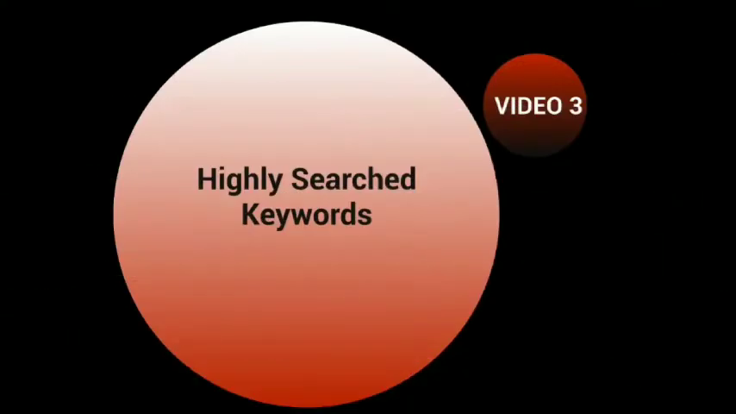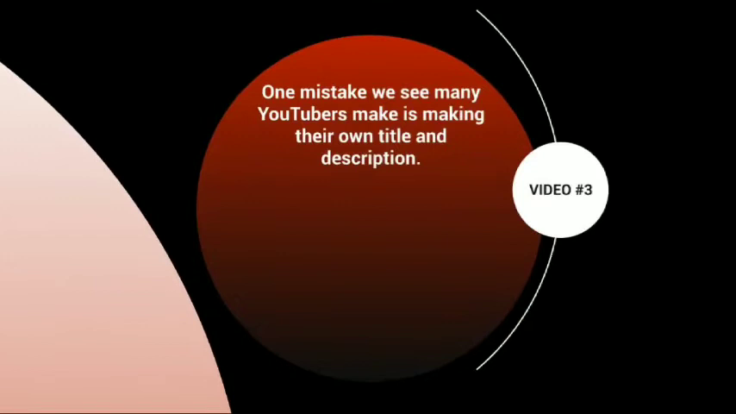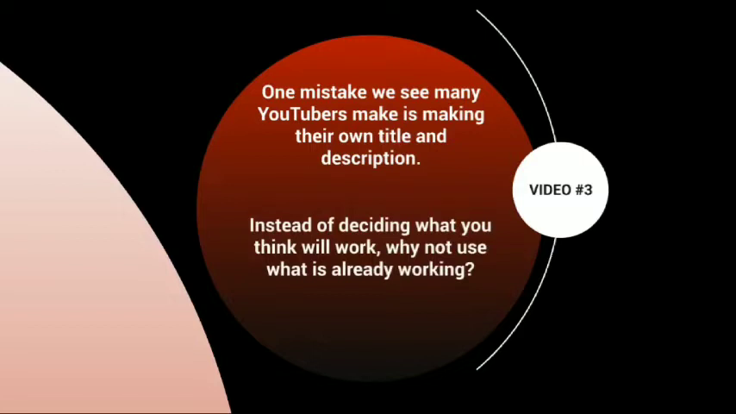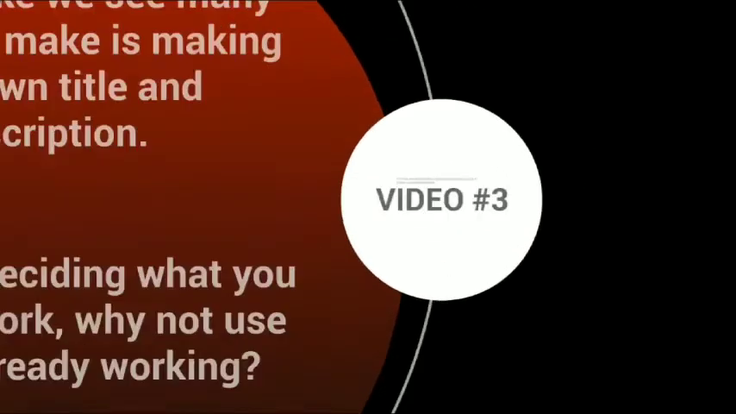Keyword terms and how you can figure out what your main keyword is going to be, what your sub keywords are going to be. One mistake that we see many YouTubers make is simply making their own title and description. I mean, it's natural, right? But instead of deciding what you think will work, why not use what is already working and do some simple keyword research that's not going to take a lot of time, and this way you'll have the right information that will help you rank on the right keywords.